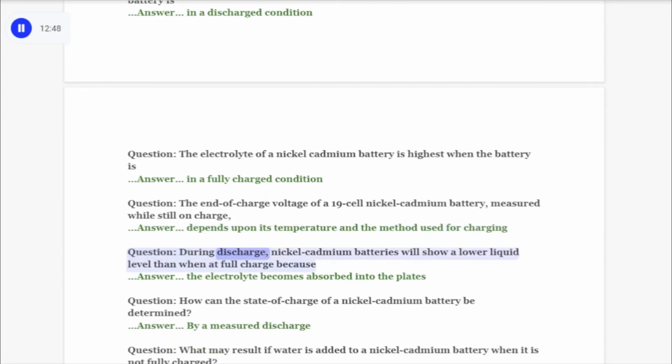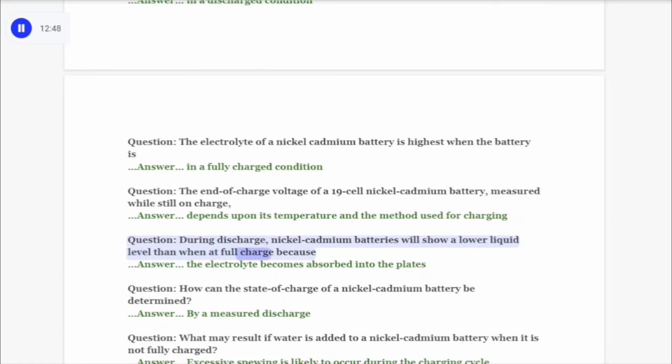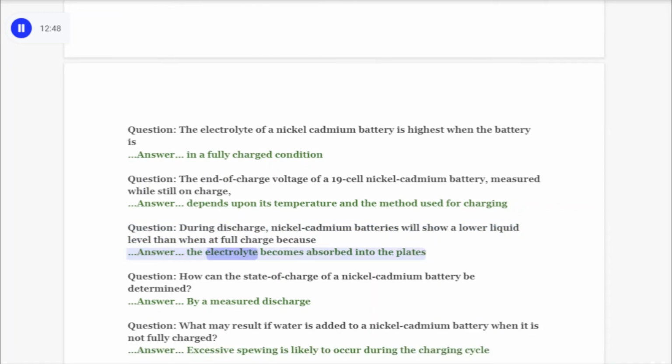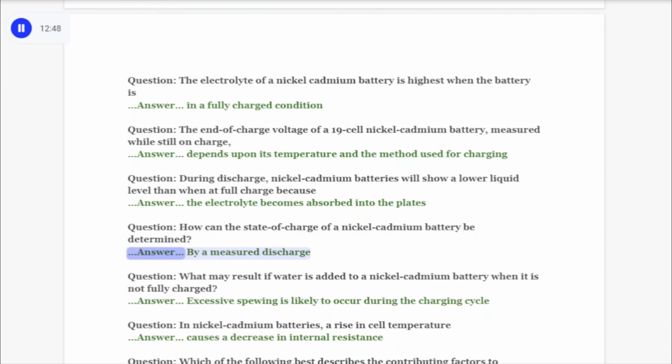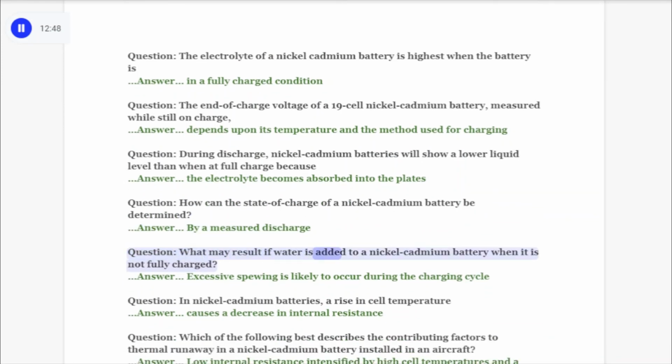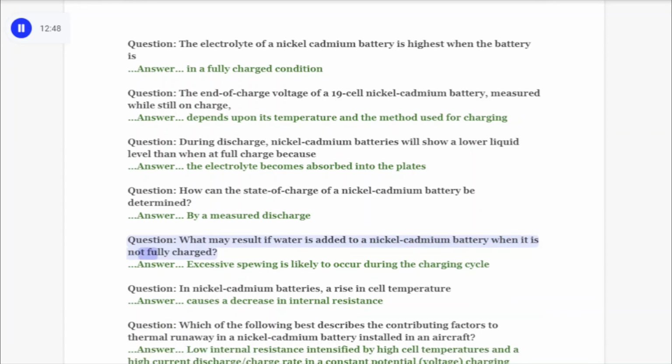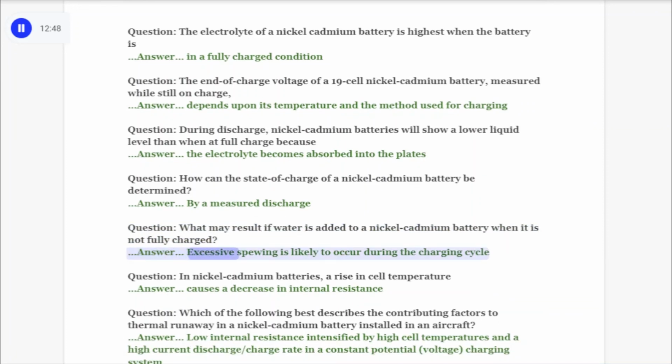Question. During discharge, nickel-cadmium batteries will show a lower liquid level than when at full charge because... Answer. The electrolyte becomes absorbed into the plates. Question. How can the state of charge of a nickel-cadmium battery be determined? Answer. By a measured discharge. Question. What may result if water is added to a nickel-cadmium battery when it is not fully charged? Answer. Excessive spewing is likely to occur during the charging cycle.